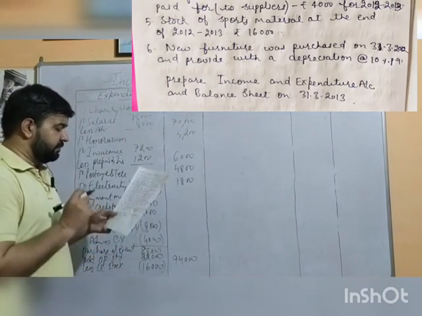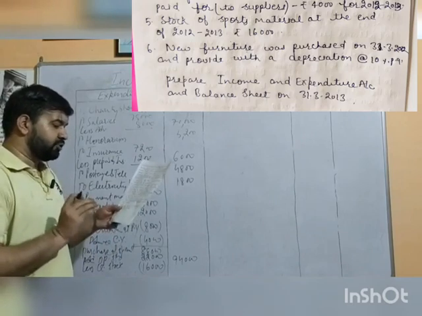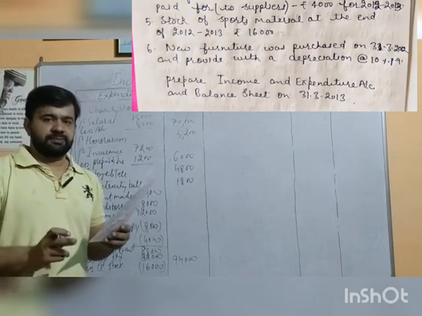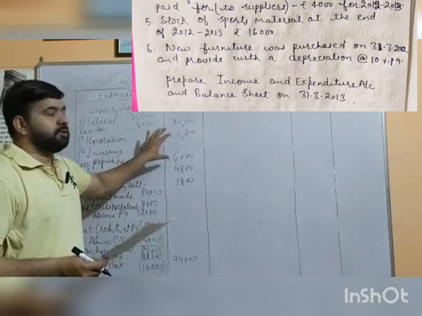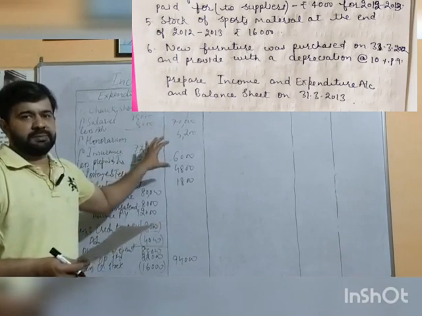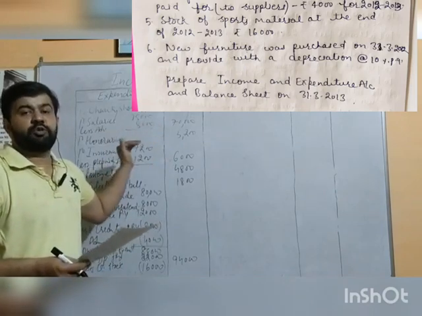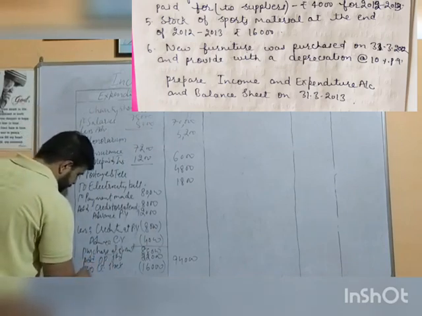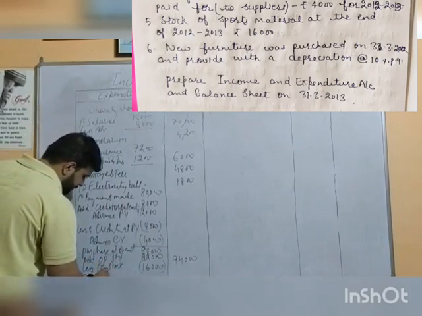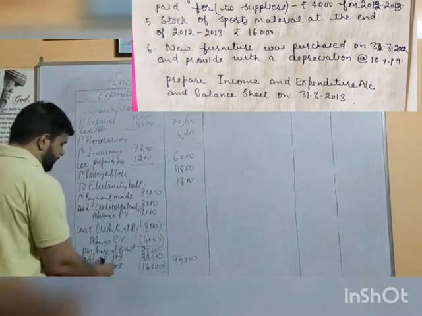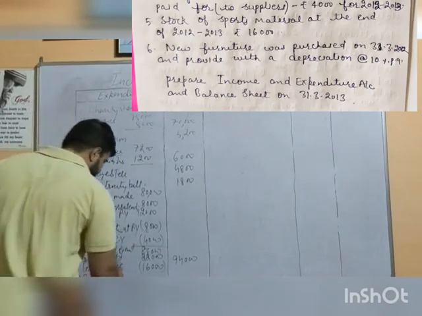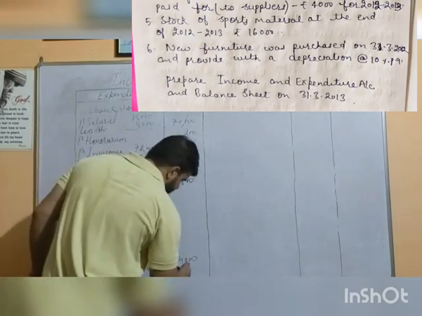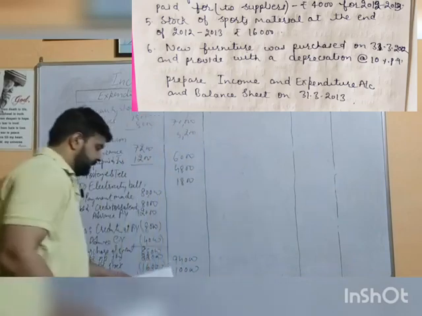Then we have adjustment number 6. New furniture was purchased on 31st March 2012 and depreciation was provided. Depreciation is a non-cash expense. You know, the income and expenditure account is a nominal account and based on the accrual concept. It means we have to make adjustments and also record non-cash expenses. So here we will write depreciation at 10% per annum on rupees 1 lakh: 60,000 opening balance, 40,000 during the year. That is going to be rupees 1 lakh, and 10,000 will be 10% of rupees 1 lakh.